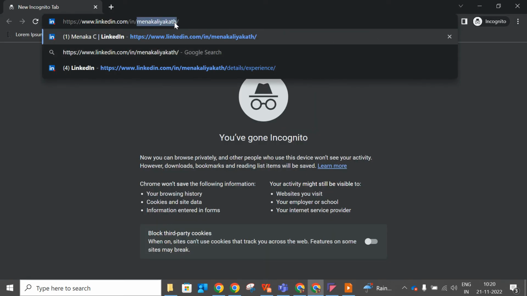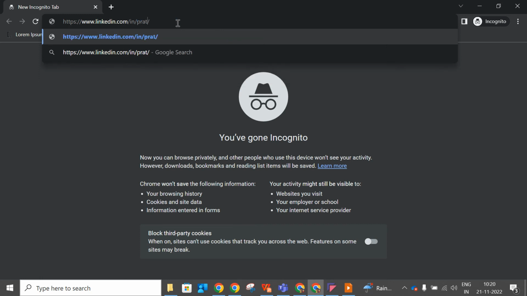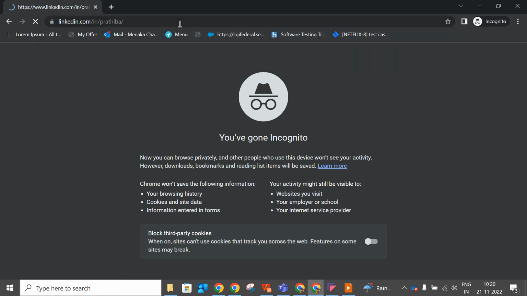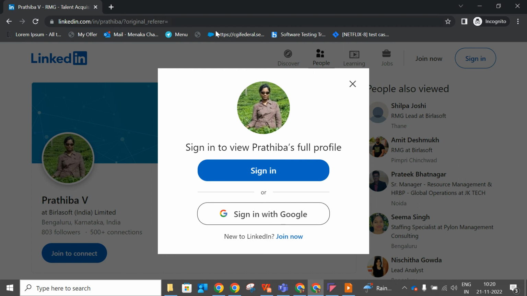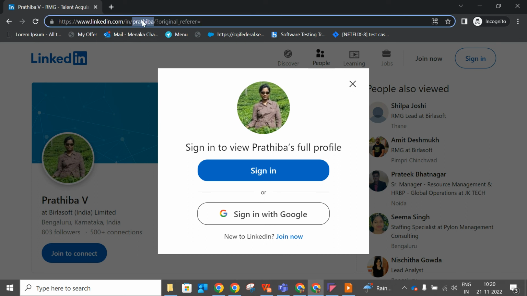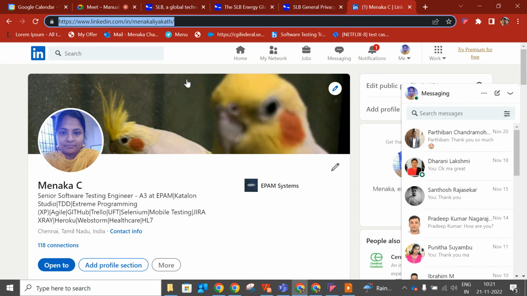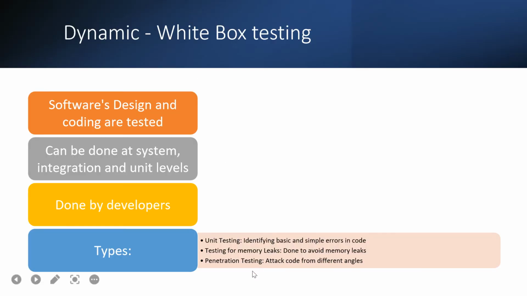Imagine I have Pratibha's LinkedIn ID. I know her ID and want to log into hers, but I don't know her password. So imagine I am just typing Pratibha something, and when I hit enter, it should not take me to her login. Instead it should show an error like this. So penetration testing means adding some value into the URL or into a query and testing it. That type of testing is also done in white box testing. So, understood what white box testing is and its types?